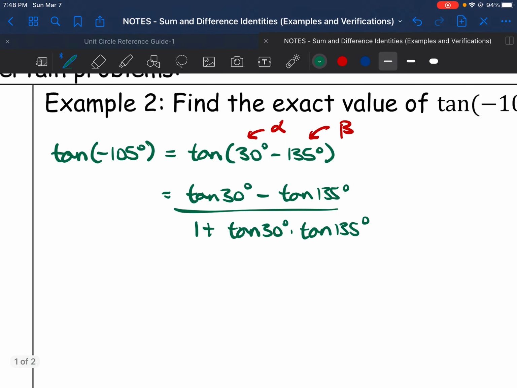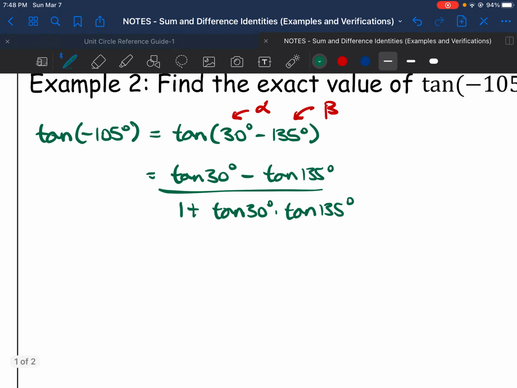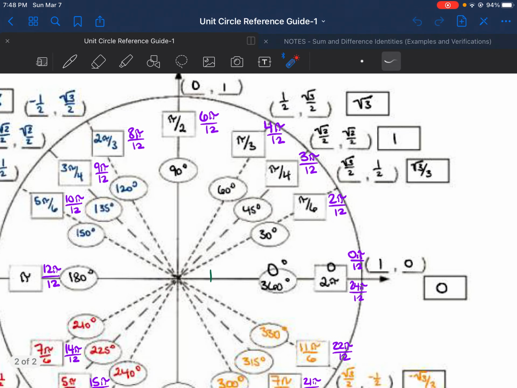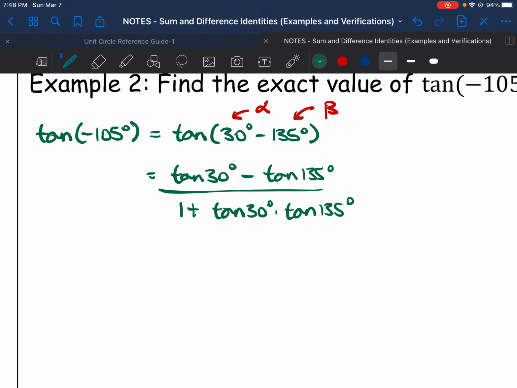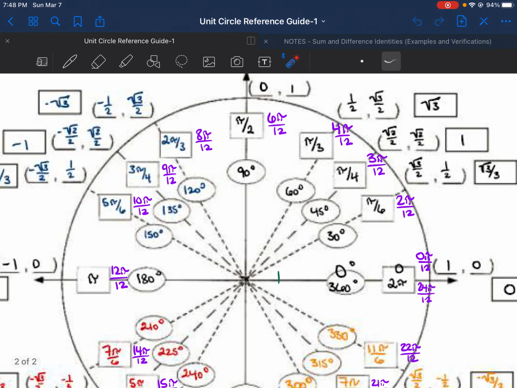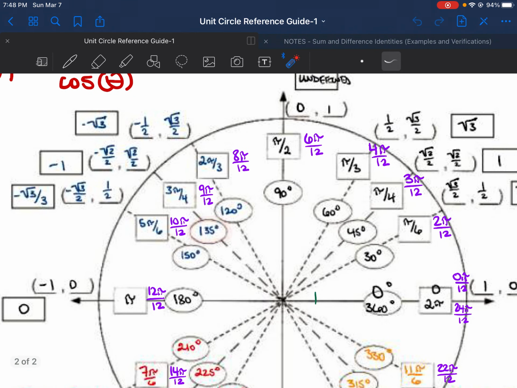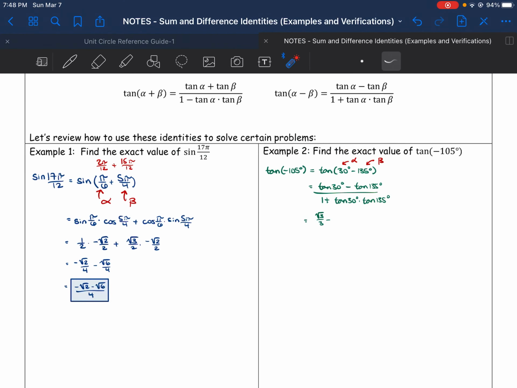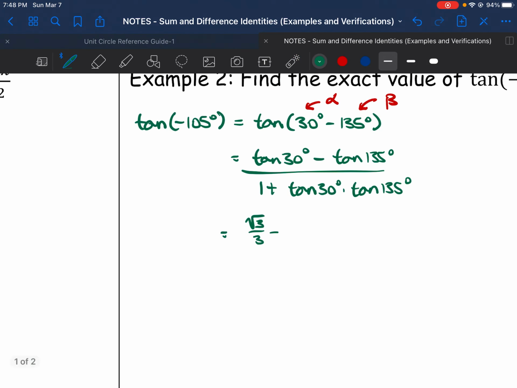Okay, now let's jump over to the unit circle and pull off these values. So tangent of 30, well, here's our 30 degrees. Tangent's going to be this number over here in the rectangle, square root of 3 over 3. So this is equal to square root of 3 over 3 minus, now we want tangent of 135. Well, here's 135 degrees. The tangent's right here, negative 1.